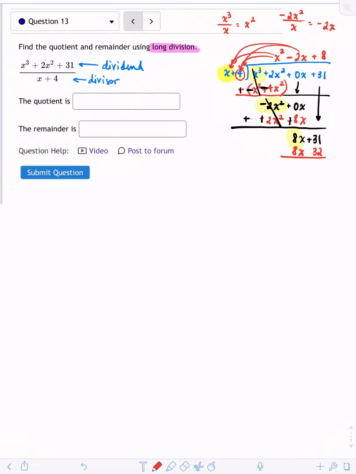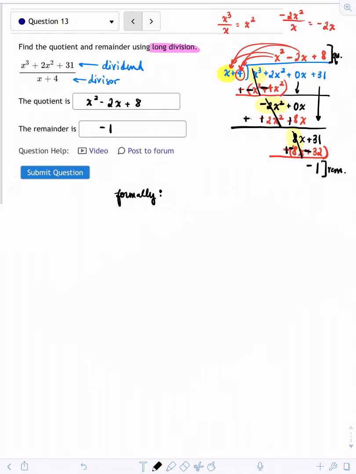Now, of course, we want to subtract, right? Or we could just go ahead and change the sign. So we could change it to adding and minus, minus. So 8x minus 8x cancel like we always assume, and 31 minus 32 leaves us with negative 1. So here will be the quotient part, and then this one will be the remainder. So in the quotient, we put in x squared minus 2x plus 8, and in the remainder, we just put negative 1.